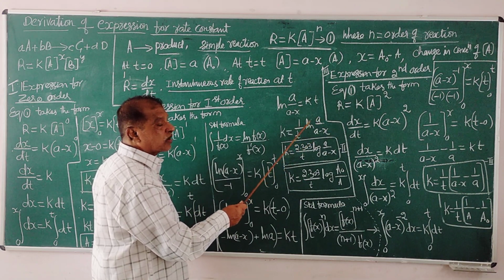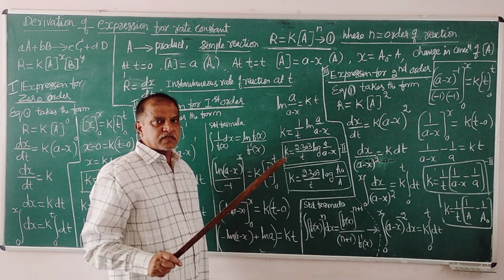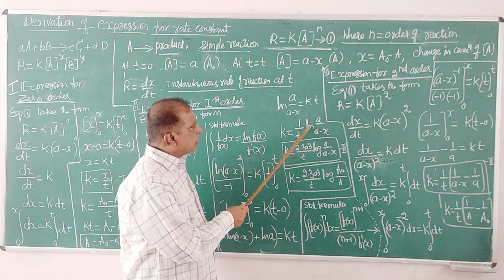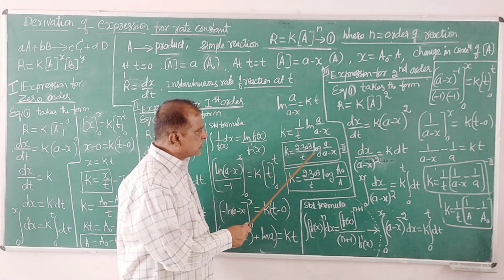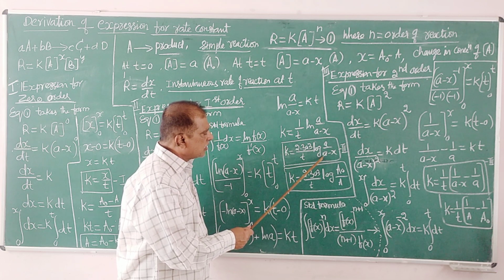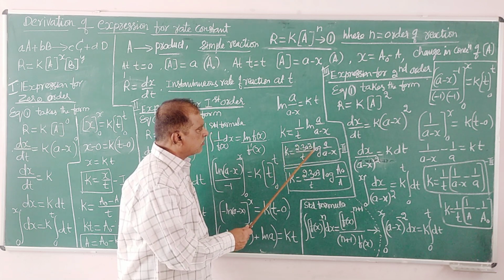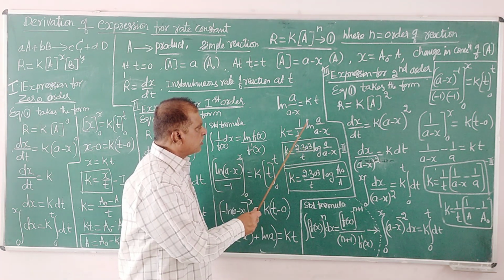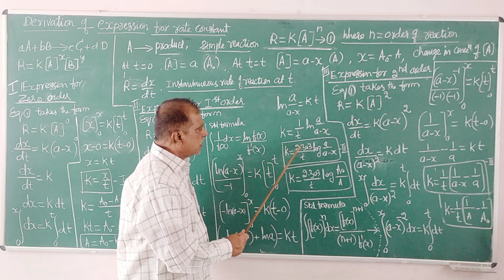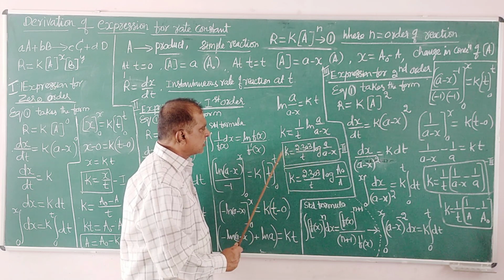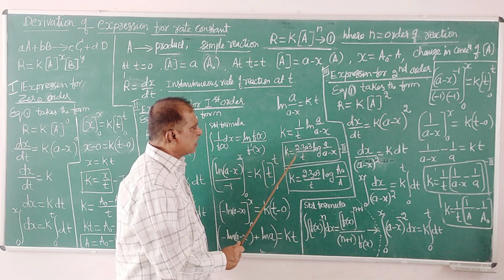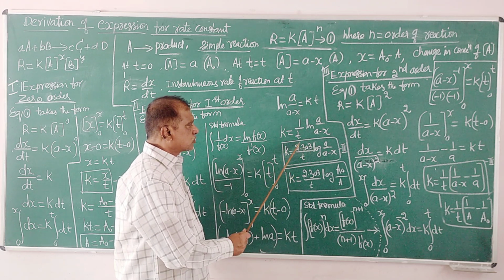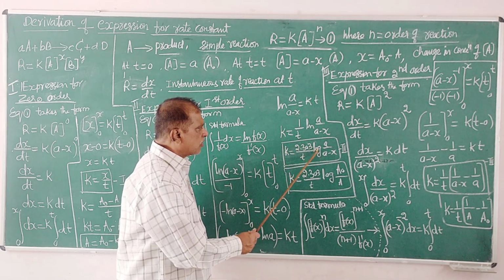This log is a natural log, that is logarithm to the base e. Mathematics is very important. When you convert this logarithm to the base e into logarithm to the base 10, the difference is 2.303. Multiply this 2.303 with this log, which is natural log. So when you replace it by logarithm to the base 10, the expression for the rate constant of first order reaction is K equals 2.303 divided by t into log of a by a minus x.